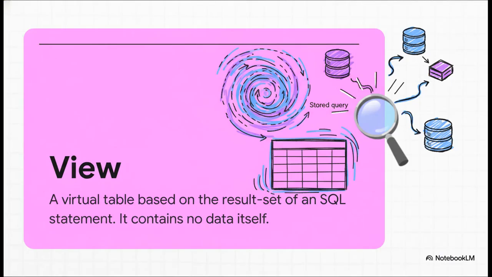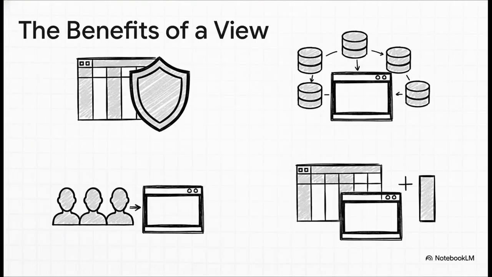Now, the most important word to remember here is virtual. A view looks like a table, you can query it like a table, but it's not a real table. It doesn't actually store any data itself. Think of it more like a saved query, a lens that you look through. Every time you access it, it runs the query and gives you a live, up-to-the-second window into the real tables underneath. And this is exactly why views are so incredibly useful.